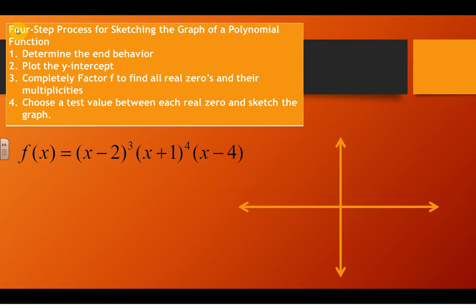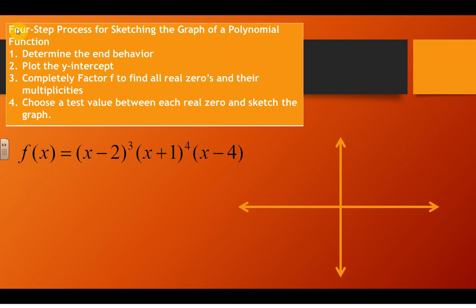Now, we are fully aware that you have access to a graphing calculator. However, we expect you to be able to do this without that graphing calculator. So just throwing that out there first. You might have to be able to do it. Okay, so you need to determine the end behavior, plot the y-intercept, and completely factor, choose a test value. We got all this stuff to do.